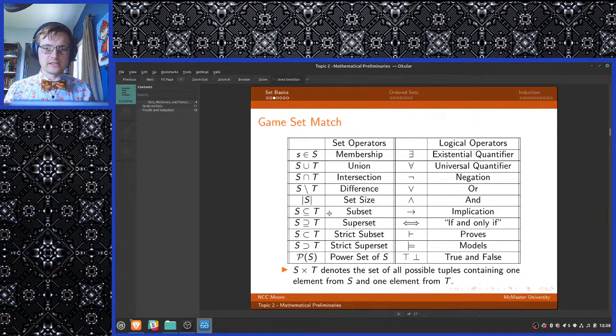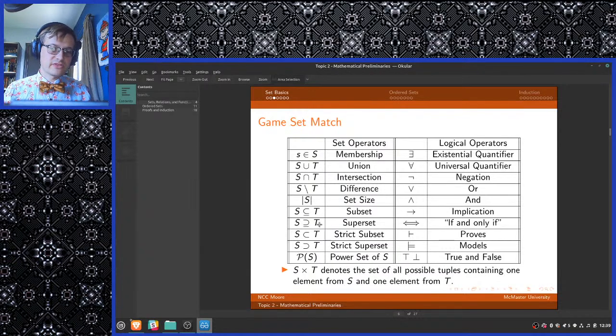Subset is cup to the left. Superset is cup to the right with the lines underneath. So that, of course, means that the set S could be the same as the set T. So the set S could be the same as the set T, but it's at most as big as T. In the case of a superset, S is at most as small as T in terms of its actual elements, not in terms of size.